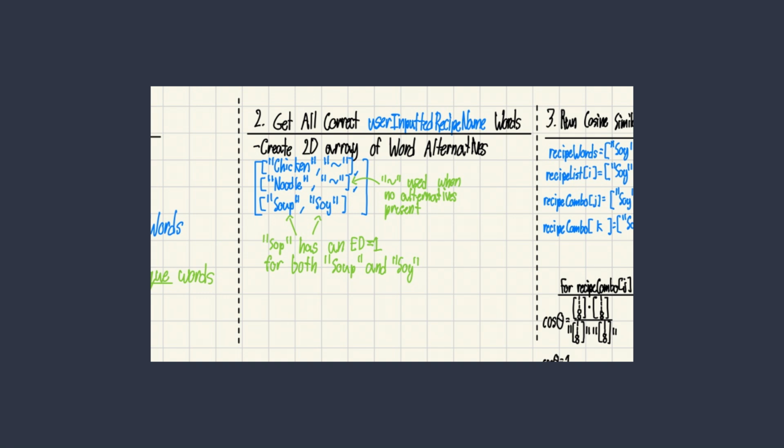So you may notice that all the corrected user input, I don't store in a list, but rather in a 2D array. And my reason for that is because certain words, in this case you can see soup and soy, would both have an edit distance equal to 1 when compared to a word like sop, which could be a common misspelling for both of them. So it's for this reason that I store each alternative in a matrix where each row represents a word in the user input and each individual cell would represent an alternative spelling. Words that don't have an alternative, I just denote with a tilde.